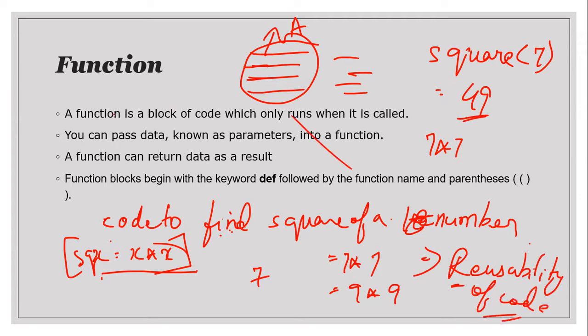Okay, so you can pass data, known as parameters, into the function. So for example, this is basically the parameter. A function can return data as a result. Function blocks begin with the keyword def followed by the function name and parentheses. Okay.